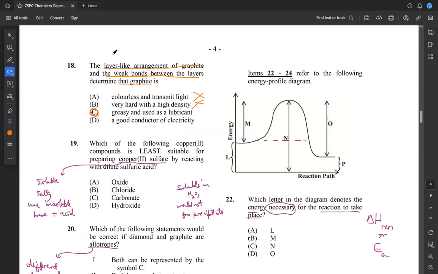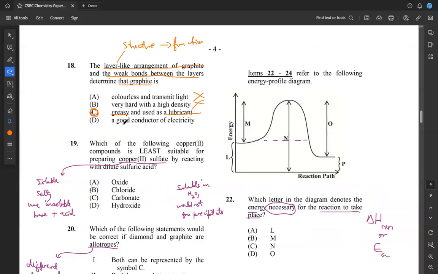So we're relating the structure to the function, right? The structure here is that it has weak bonds in between these layers, this layer-like arrangement. So structure to function or property is what we're doing here. If something has weak bonds in between, we're going to be able to slide the layers over each other fairly easily. So that's going to be greasy and can be used as a lubricant, right?